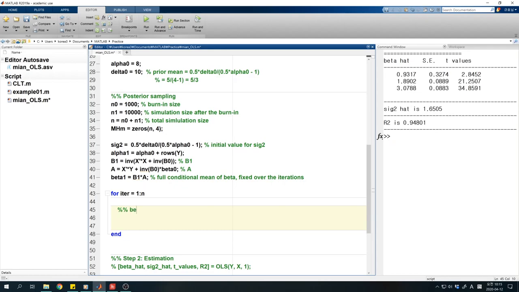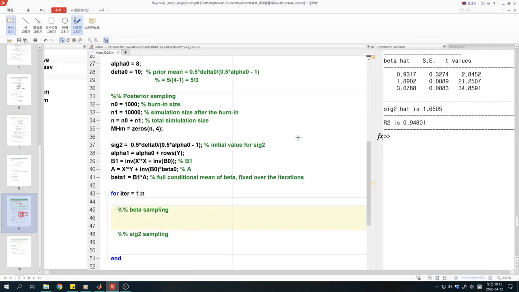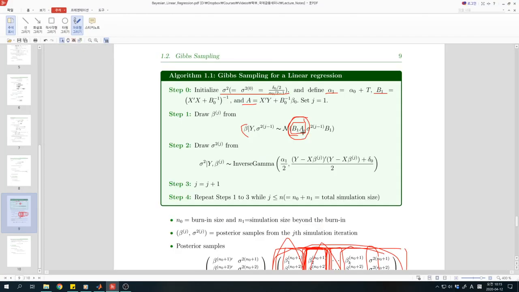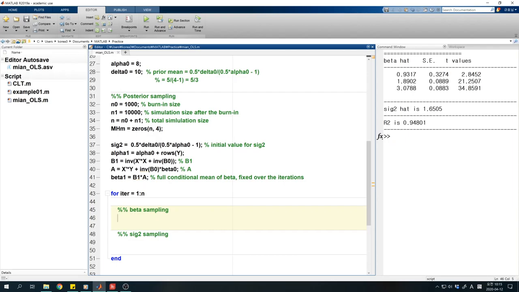The first step is beta sampling. The second step is what? Sigma square sampling. Right? Sigma square sampling. Okay. Then let's do the beta sampling first. Again, where is the algorithm? Here. The mean is B1 times A, which is beta 1. We have beta 1, and sigma square times B1, and it is normal, right? So then, okay.